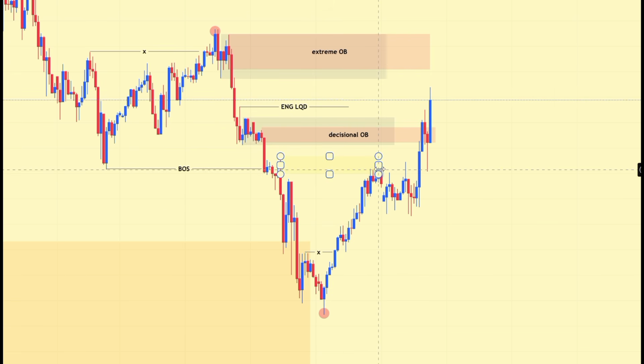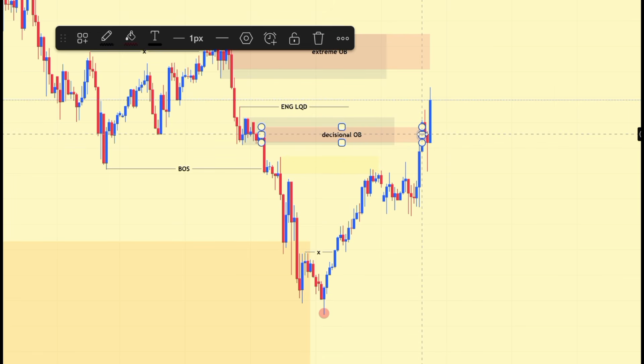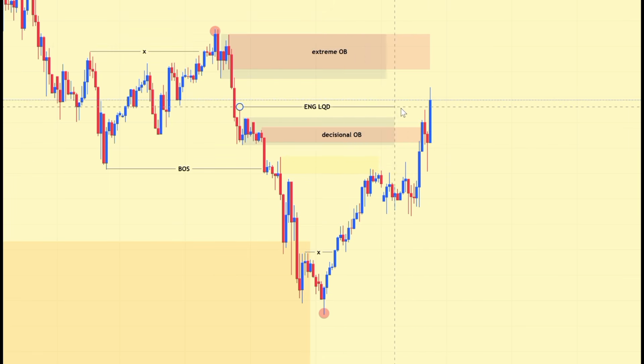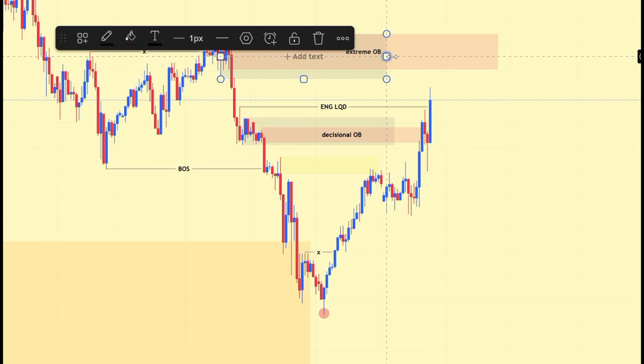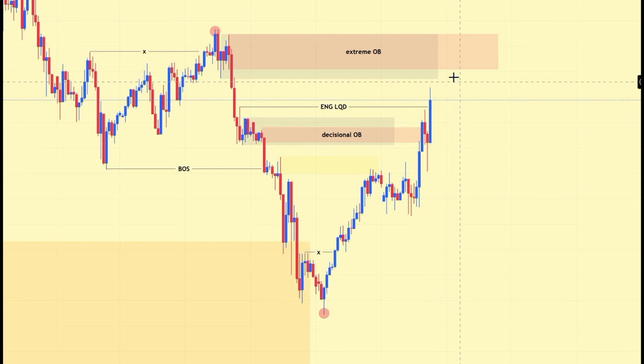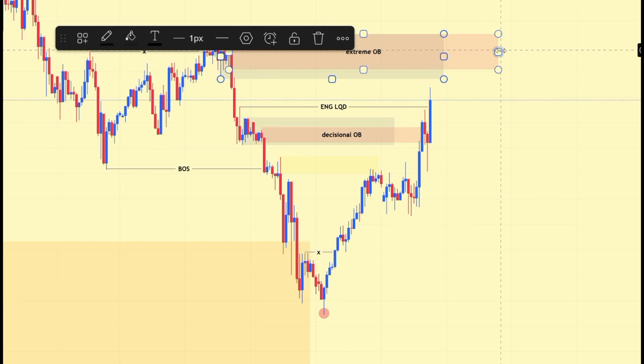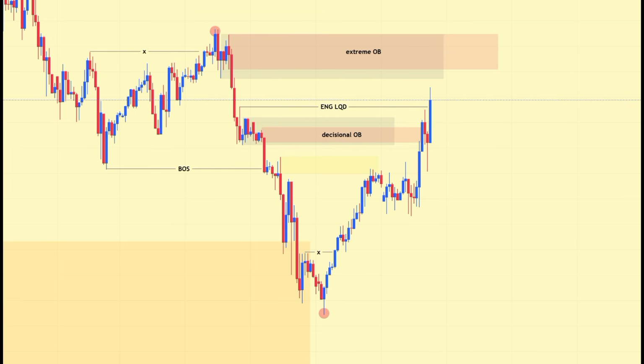price failed this weak OB. It also failed this decisional, and price has now taken out our engineering liquidity. If I am to do this, you can clearly see that this here is our order flow, and this one here is our order block exactly right there. So I'll continue running price here to see if this is a sweep or something. That wasn't a sweep, so price is expected to head higher.